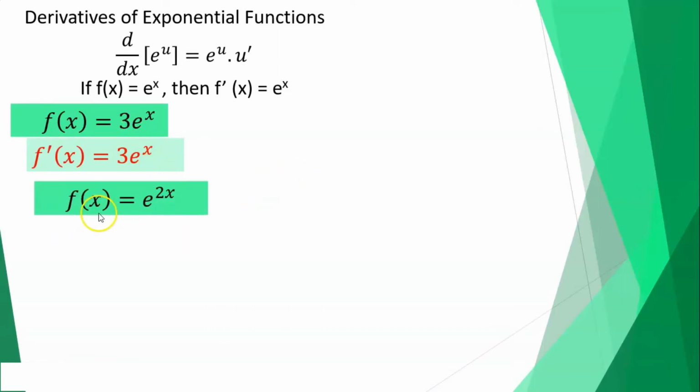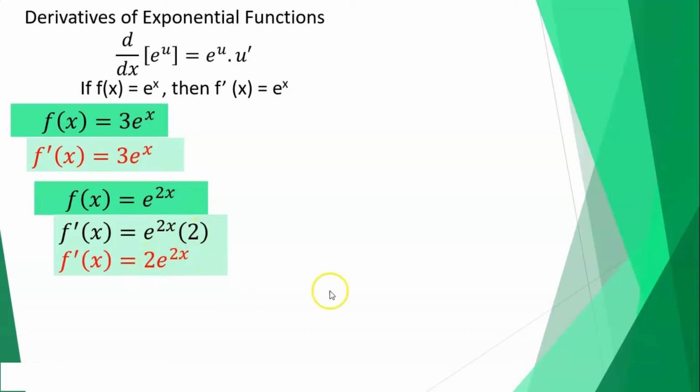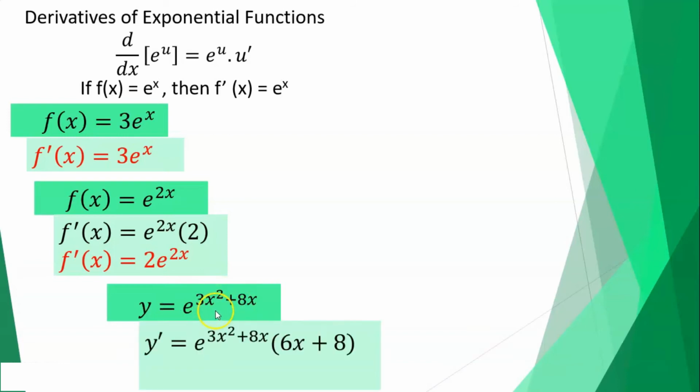Another example, if we're given f of x is equal to e to the power of 2x, copy the given to get its derivative, and multiply by the derivative of the exponent, which is 2. So the final answer is 2e to the power of 2x. Another, if we're given e to the power of 3x squared plus 8x, to get its derivative, copy the given, and the derivative of the exponent is 6x plus 8. The final answer is 6x plus 8 times e to the power of 3x squared plus 8x. Now, let's prove why the derivative of e to the x is e to the x.